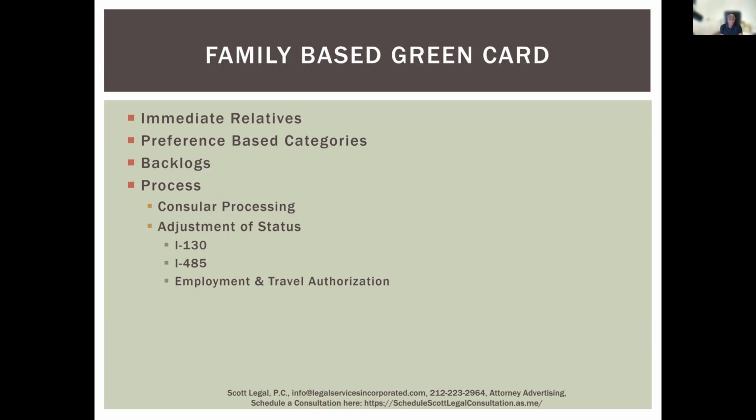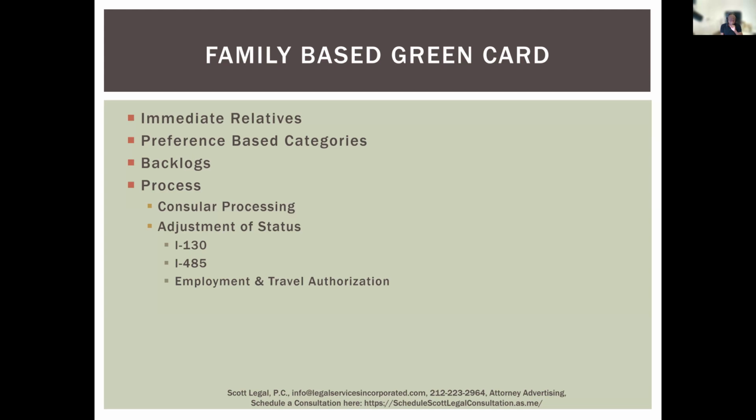Now, the reason those are the great, important categories is because there's never a wait for these categories, in the sense that the green card is always current. And we're going to talk about that in a little bit of time, but that can save people a lot of time because unlike the immediate relative category, the preference-based categories, right now, every single one of those categories, there's a delay.